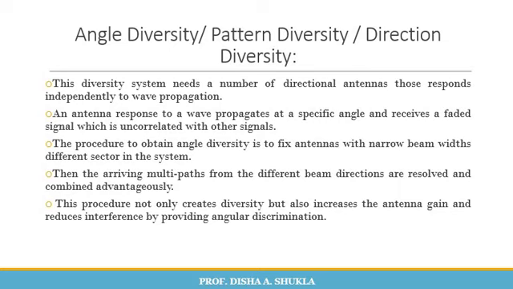other signals. The procedure to obtain angle diversity is to fix the antennas with narrow beam widths in different sectors in the system. Then the arriving multipaths from the different beam directions are resolved and combined advantageously. This process not only creates diversity but also increases the antenna gain and reduces the interference by providing angular discrimination.